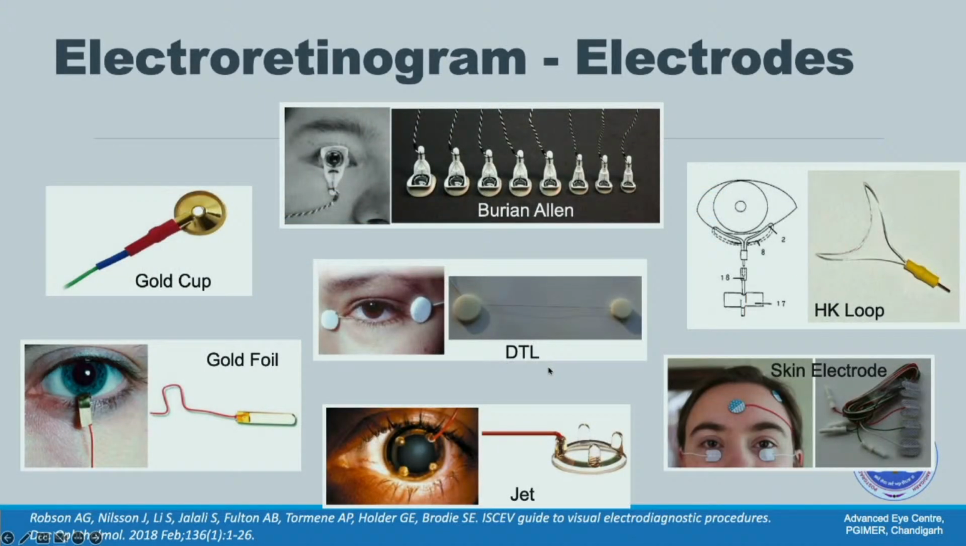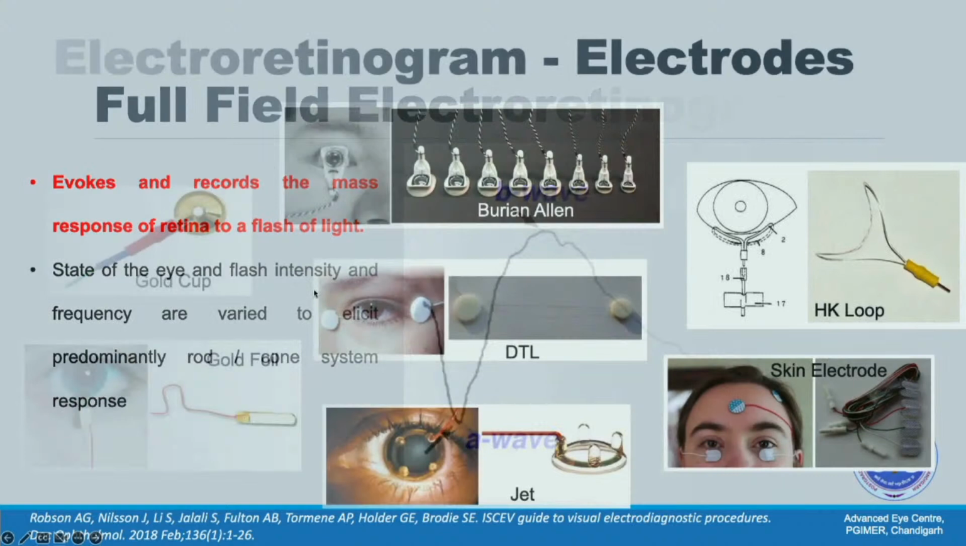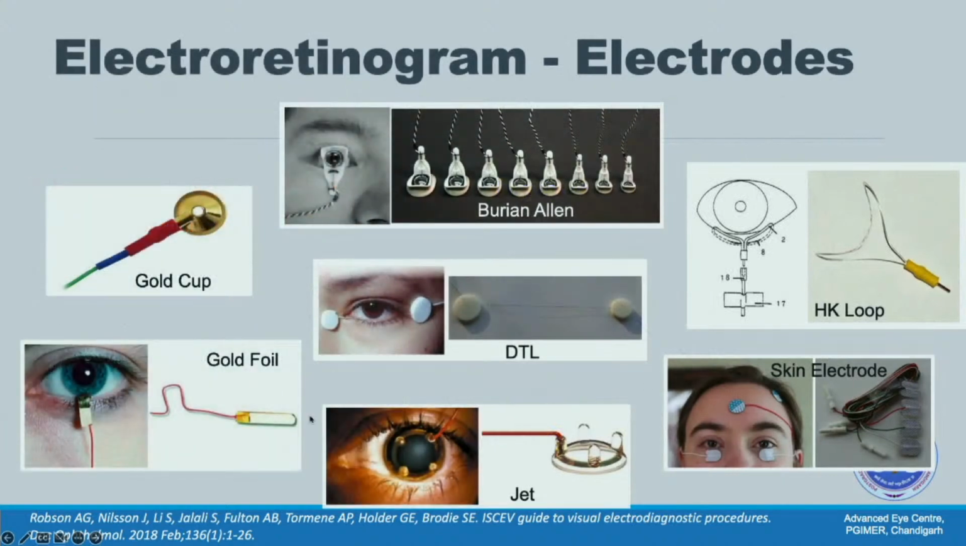So these are the various types of electrodes that are available to conduct the electroretinogram. The most sensitive is the DTL electrode, which rests on the bulbar conjunctiva. And there are some contact lens electrodes also available, which are in contact with the cornea. So they give the highest voltage, but the repeatability is a little bit less.